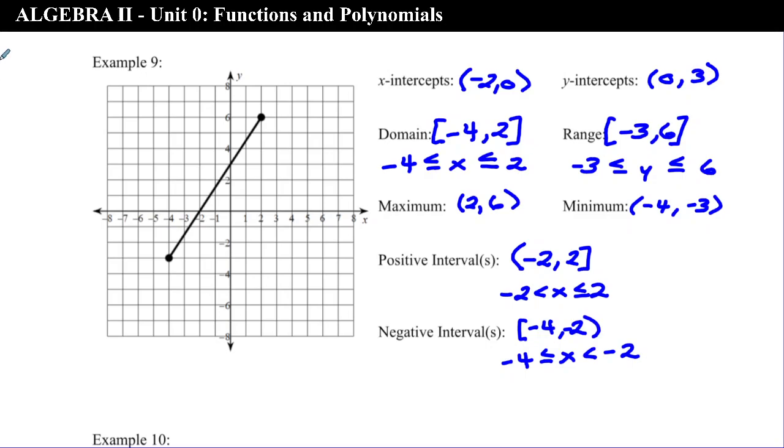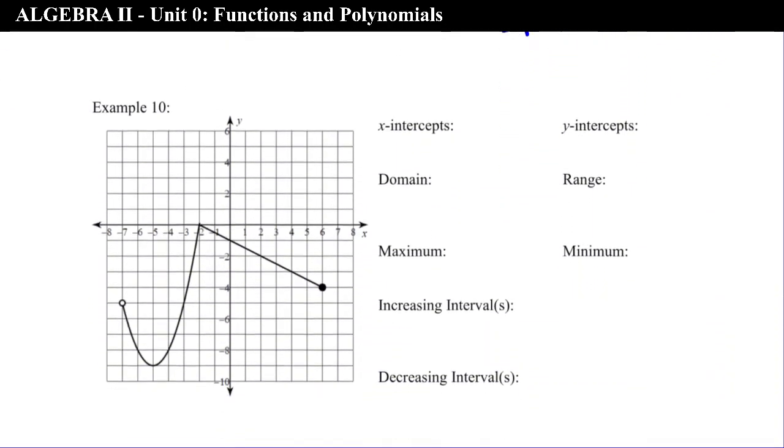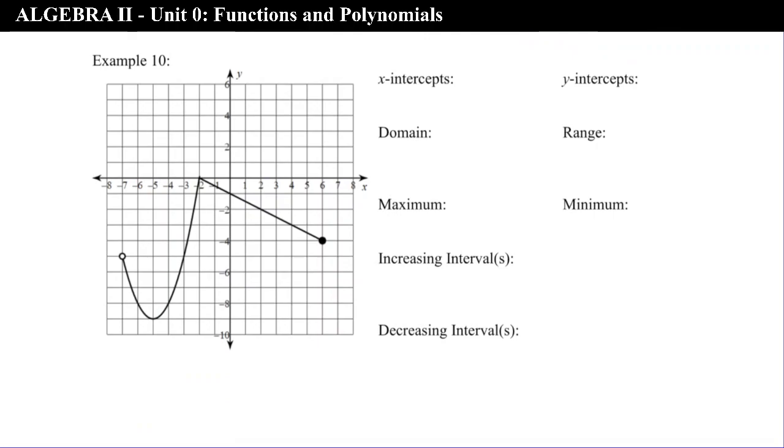Now let's take a look at example 10. Okay? So now we have a little bit more complicated graph, but we still find all the information in the same manner. So let's start with our x-intercepts. Well, we have one point where we are touching the x-axis, and that is at x equals negative 2. So we can write that as the point (negative 2, 0). We have one y-intercept where we're crossing the y-axis at y equals negative 1. So that would be at (0, negative 1).